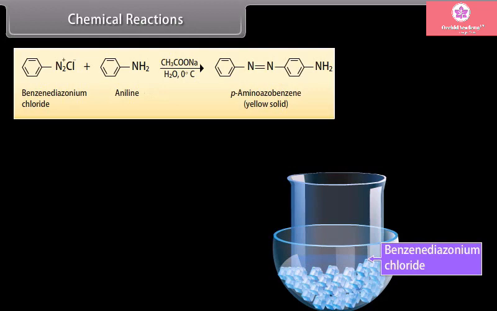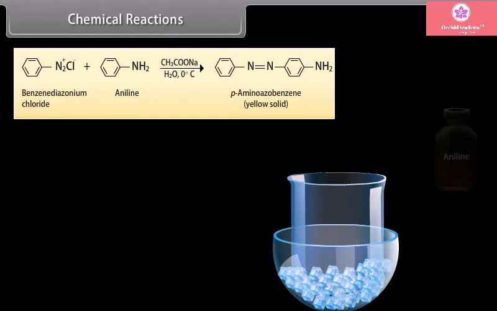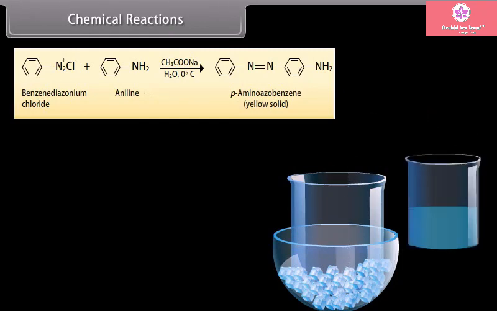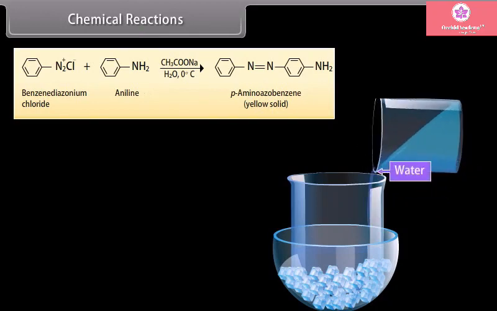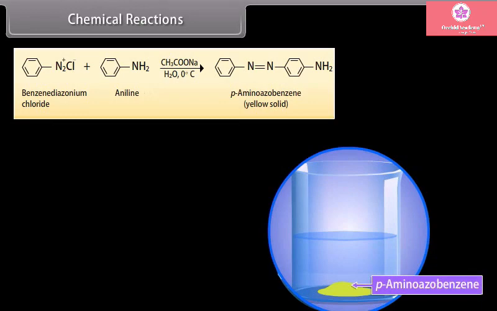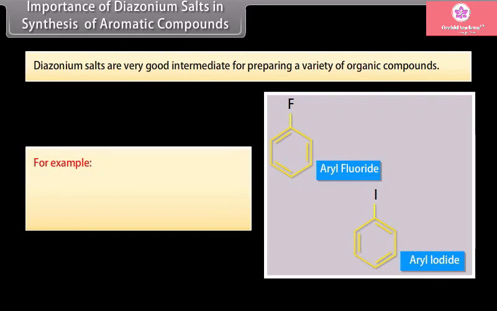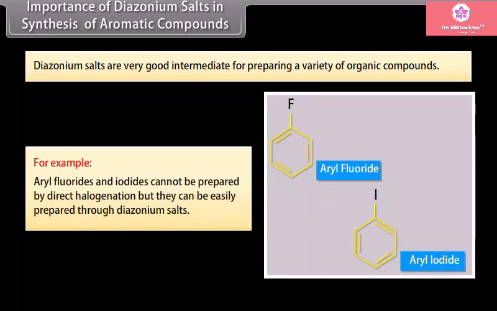Benzene diazonium chloride reacts with aniline in the presence of sodium acetate and water at 0 degrees Celsius, produces para-aminoazobenzene. Importance of diazonium salts in synthesis of aromatic compounds. Diazonium salts are very good intermediates for preparing a variety of organic compounds. For example, aryl fluorides and iodides cannot be prepared by direct halogenation, but they can be easily prepared through diazonium salts.